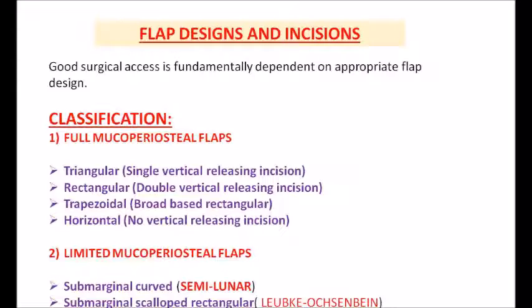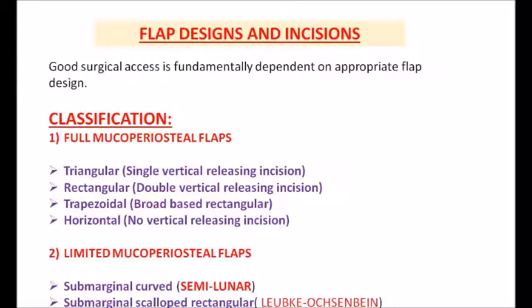Triangular means a single vertical releasing incision will be given. In rectangular there will be double vertical releasing incisions. In trapezoidal there will be a broad based rectangular one, and in horizontal there will be no vertical releasing incision. So this is based on the vertical releasing incisions: triangular, rectangular, trapezoidal and horizontal.